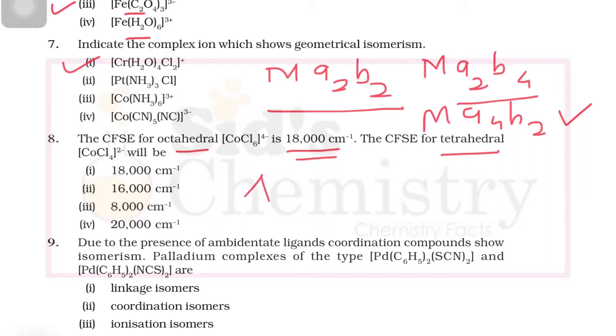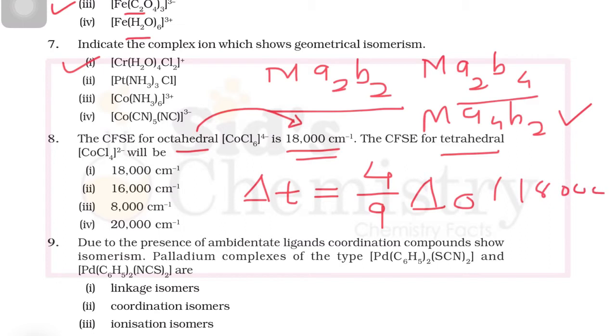Now there is a formula of comparison between the tetrahedral energy and the octahedral energy, and the formula is delta T is equal to 4 upon 9 of delta O value. We are already given the delta O value, that is 18,000. So if we put the 18,000 value here, we can get the value for delta T, and delta T means tetrahedral, delta O means octahedral. When we solve this question, we end up with the answer option number 3, 8,000 centimeter inverse.